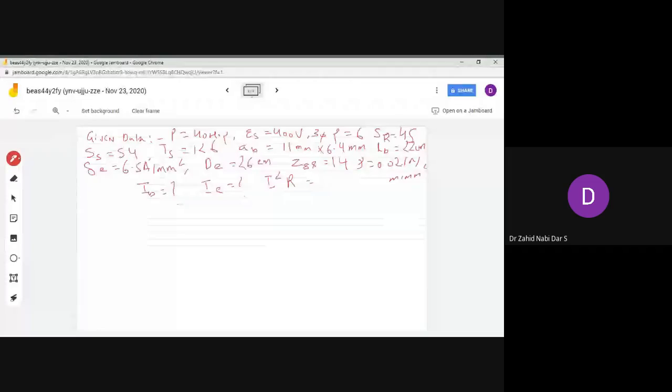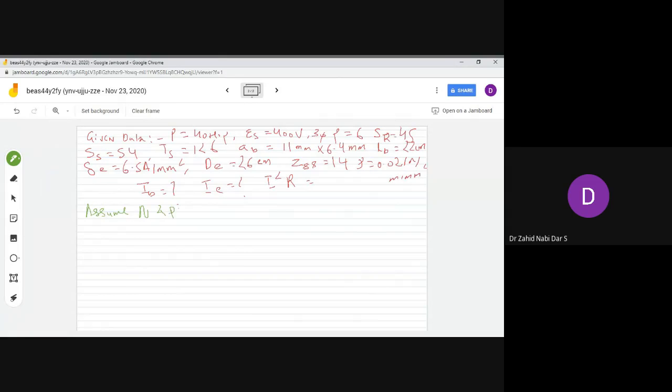So what is that? And your I square R. So these are the things you need for rotor copper loss. There is no mention of efficiency and power factor. When there is no mention of efficiency and power factor, in the normal case scenario our power factor and induction motor efficiency is around 0.9. So let's assume the efficiency and power factor to be 0.9. So the first step would be to assume efficiency and power factor is equal to 0.9.